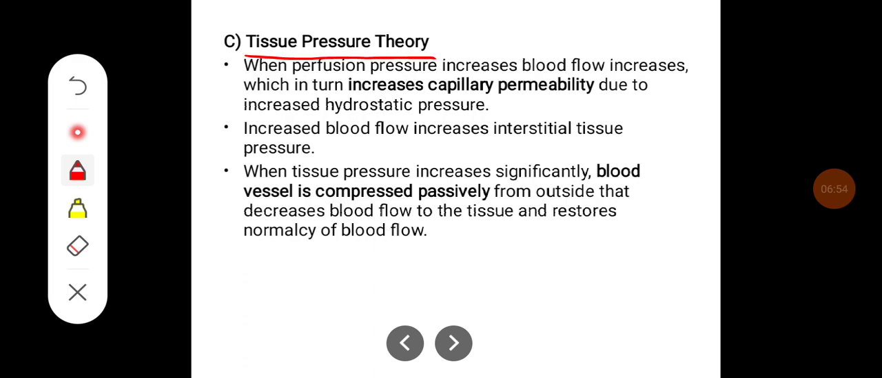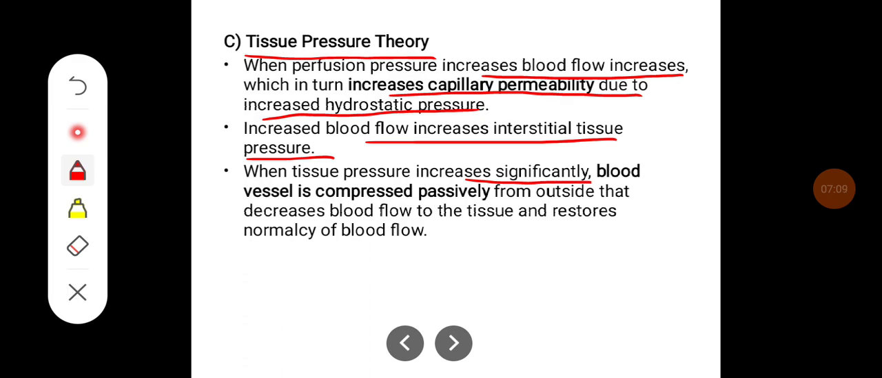Tissue pressure theory. When perfusion pressure increases, the blood flow increases, which in turn increases the capillary permeability due to increased hydrostatic pressure. Increased blood flow increases interstitial pressure. When tissue pressure increases significantly, blood vessels are compressed passively from outside, which decreases the blood flow to the tissue and restores normalcy of blood flow.